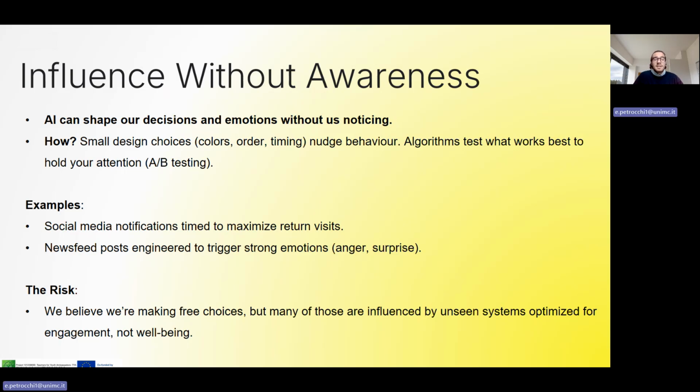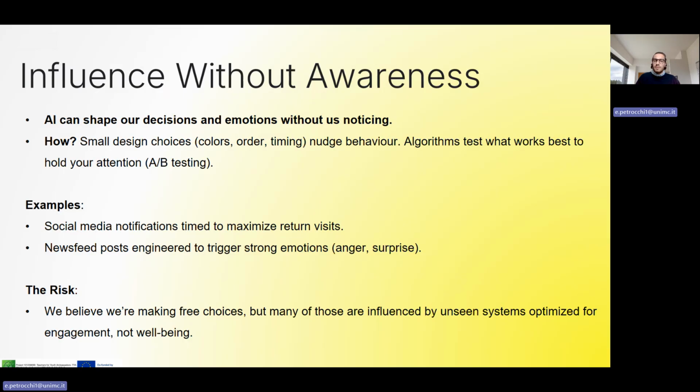AI exerts an influence without awareness. So AI can shape our decisions and emotions without us noticing. How? With small design choices: colors, order, and timing of, for example, posts that are presented to us on social media. In this sense, AI systems nudge our behavior, and algorithms also test what works best to hold our attention, this A/B testing.